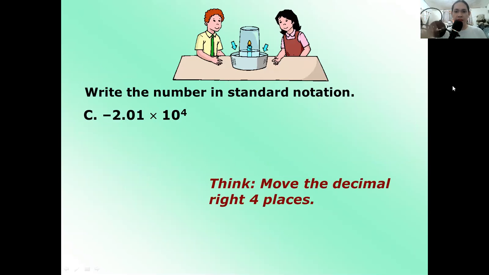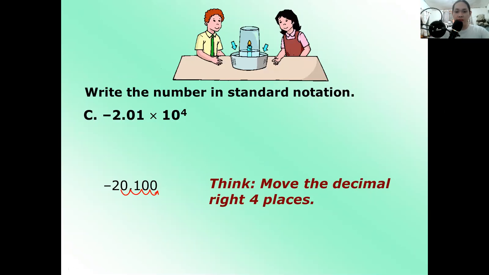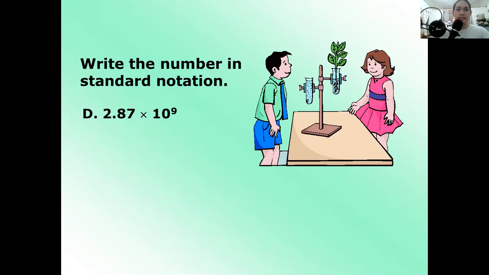Okay, think. Try to think. Move the decimal right 4 places. Yes, to the right 4 places, because the exponent is positive, 10 to the power of 4. So our answer now will be negative 20,100. So now let's have one more example.